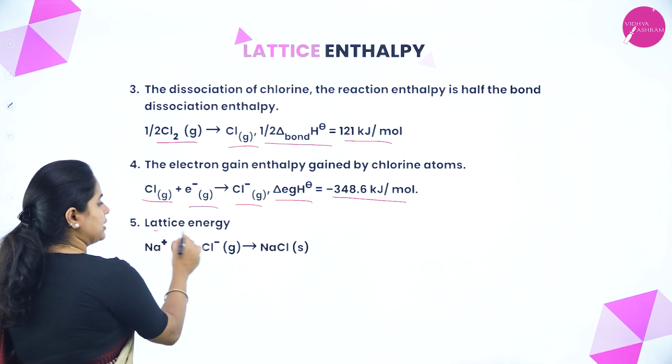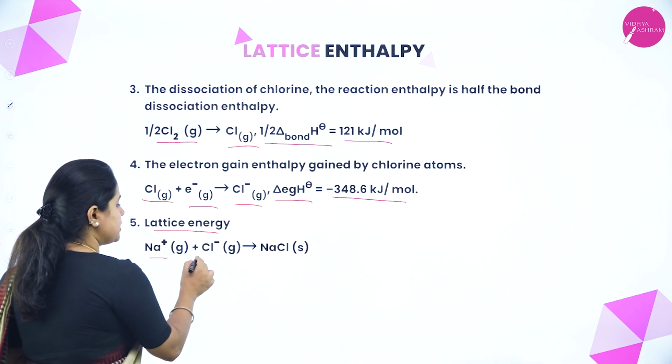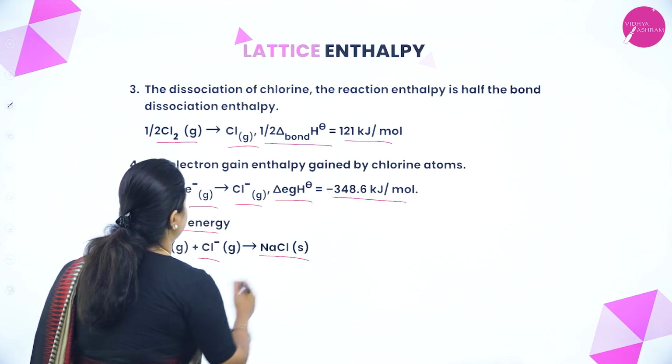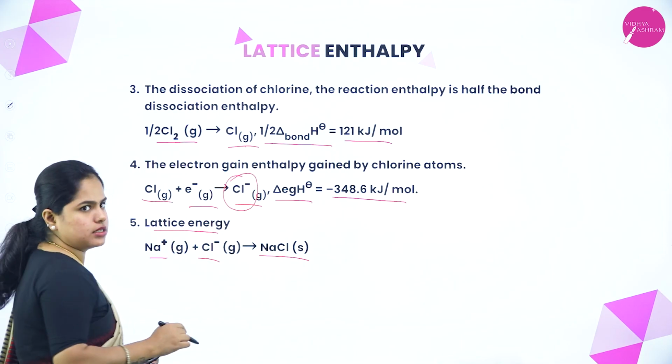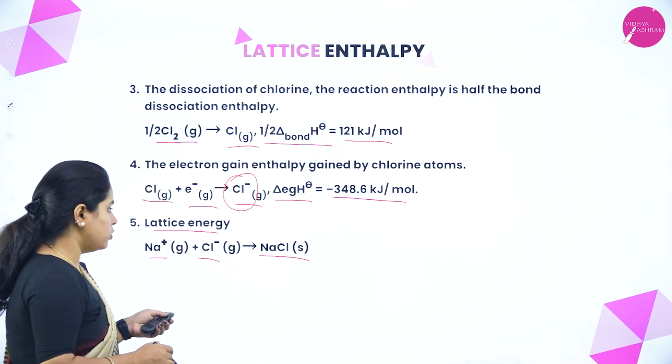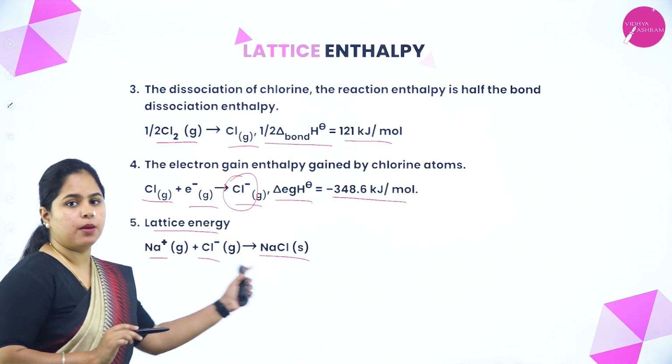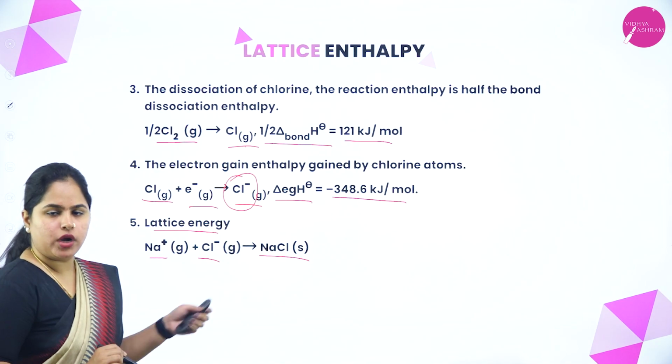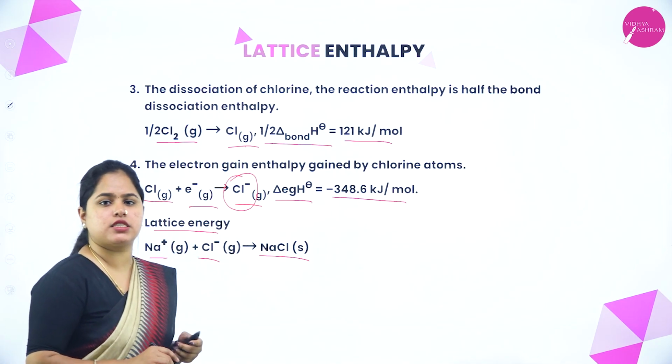And the last one is lattice energy. That is Na plus and Cl minus combine to form NaCl. So you got the Cl minus in this step, as well as here you have found the Na plus also. So now this Na plus and Cl minus will combine and form NaCl. I hope that is clear for you. So these are the various steps happening.